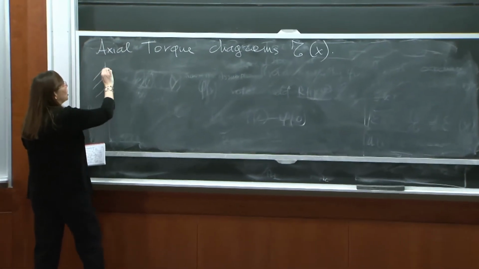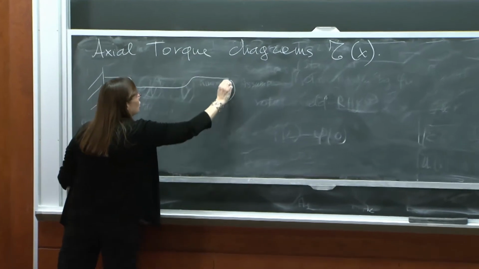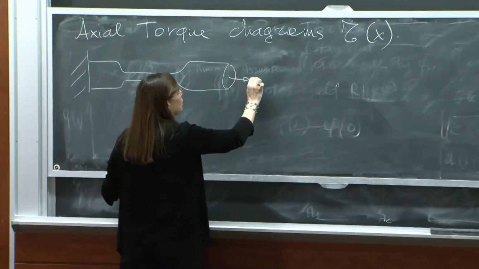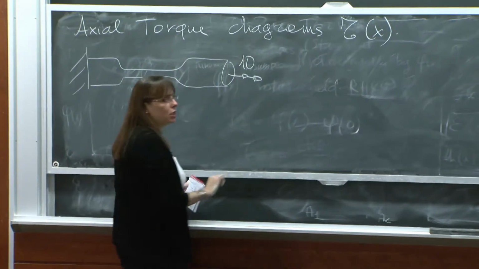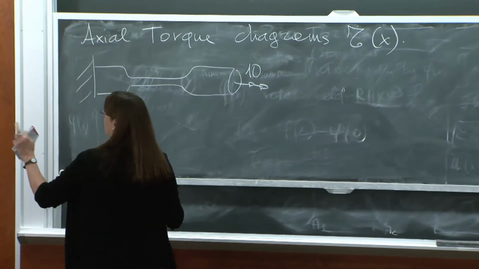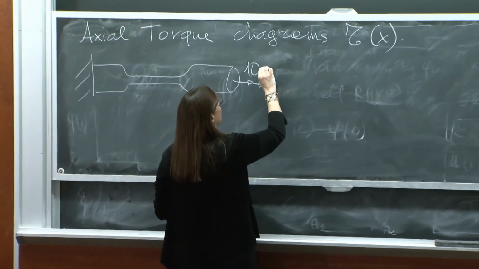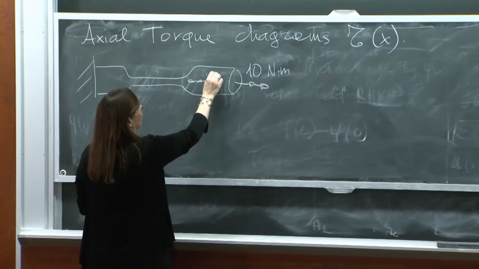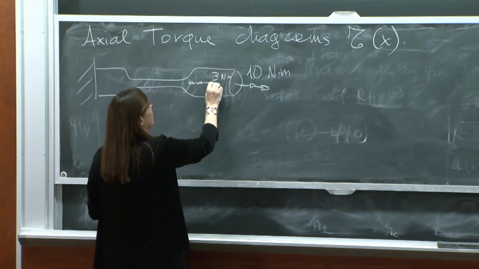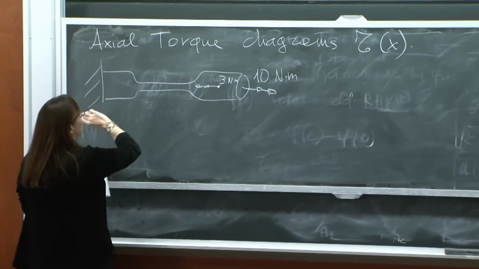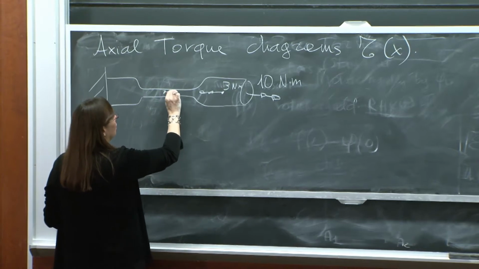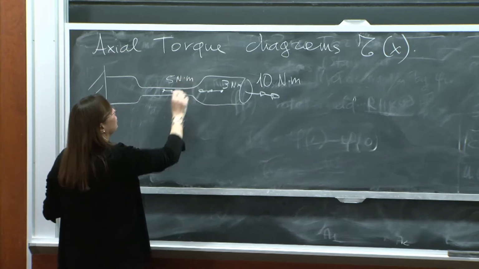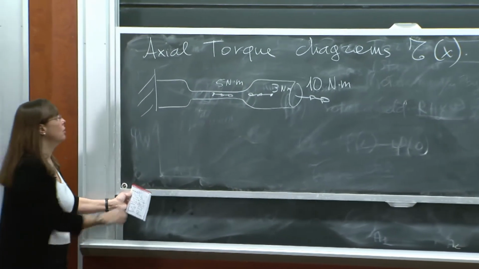We did last time the special case in which you had just concentrated torques. So let's say that I have 10 units. Torques, oh no, we put the units there. Newton times meters. 10 Newton meters. And maybe here I have, I don't know, 3 Newton meters at this spot here. And say that here, in the middle of this, I have 5 Newton meters. I want T of x for this.